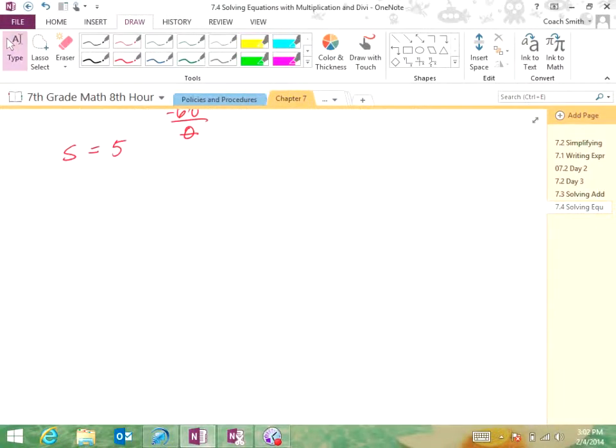All right, let's look at one more decimal one here. Negative 3.5 F equals 24.5.